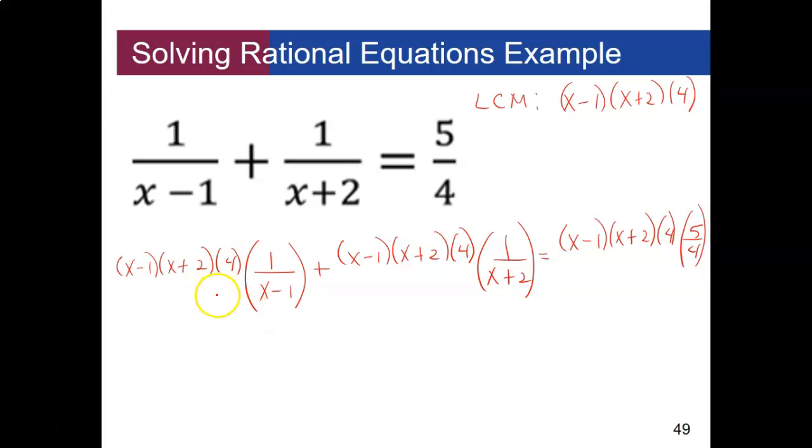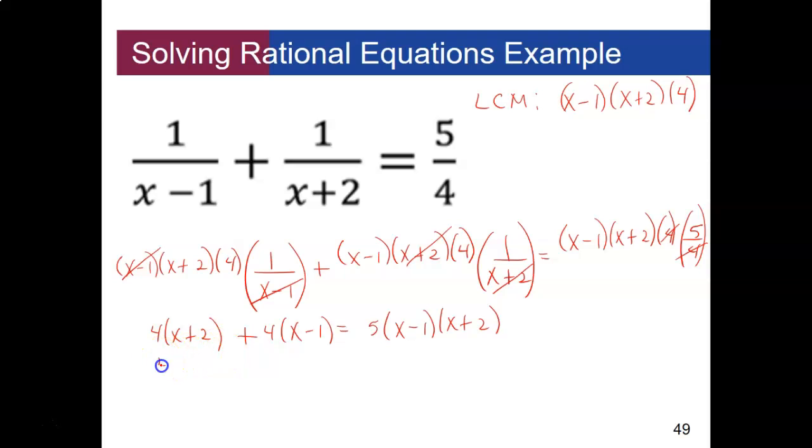Okay, so we're ready to go in and cancel any like factors. So here we have the x minus 1s will cancel, the x plus 2s will cancel, and the 4 will cancel. So if you have chosen your least common multiple correctly, all the denominators are going to cancel and go away, and you're just going to be left with a regular equation to solve with no denominators. So this one, I'm going to pull the 4 out in front. Here I'm left with a 4 and an x minus 1. And then here I'm left with a 5 and an x minus 1 and an x plus 2.